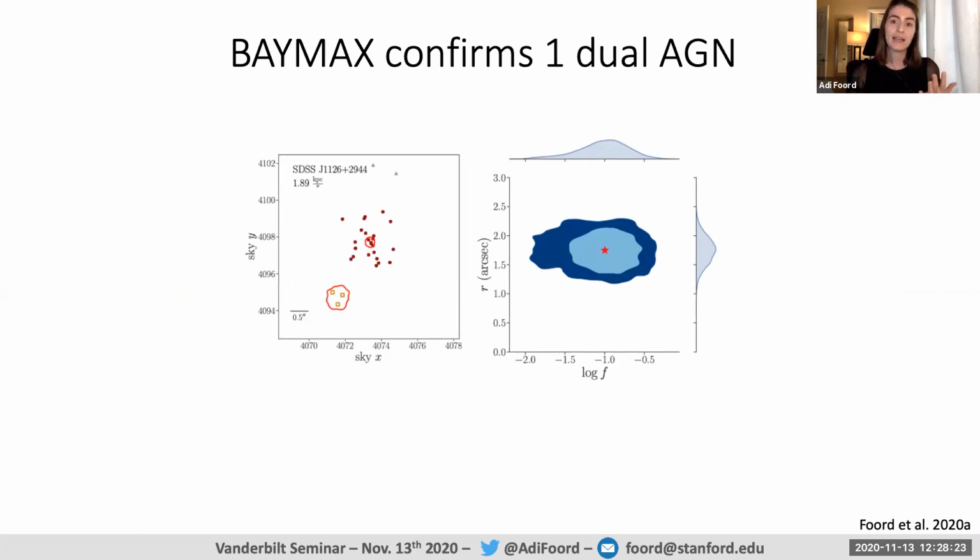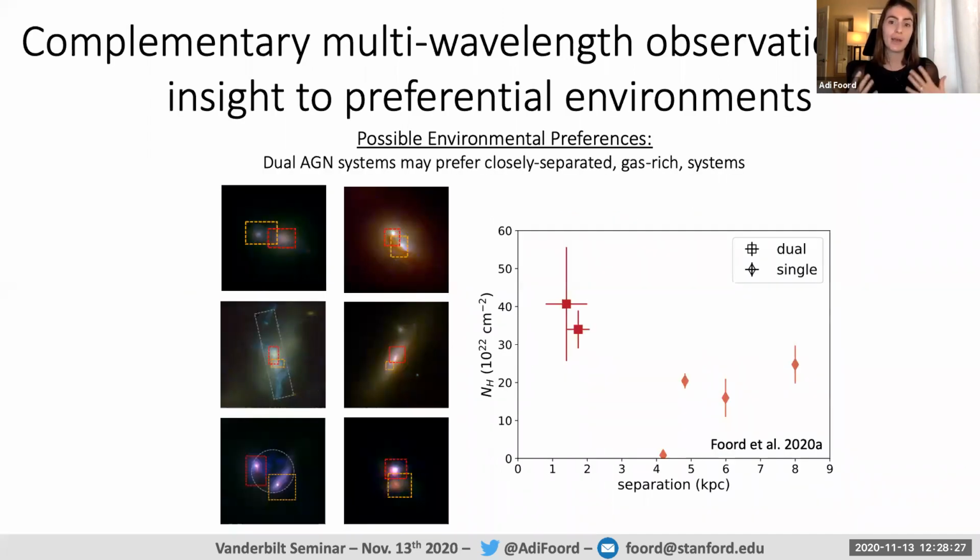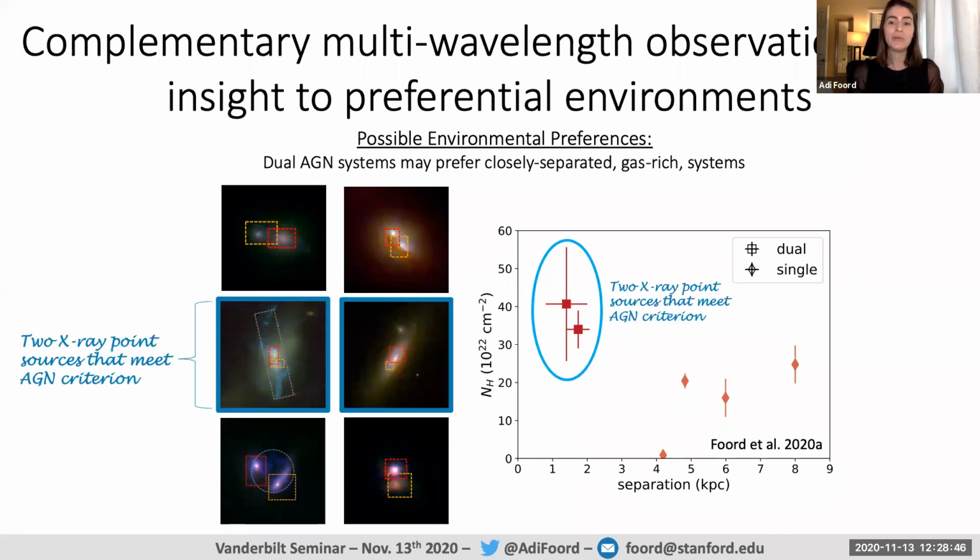So in addition to the X-ray analysis, complementary multi-wavelength observations give you insight into the preferential environments of AGN pairs. So of the original 12 systems, I looked at a subsample of 6 that were visually identified as merging in their HST data. And I'm showing you that subsample on the left-hand side. So this subsample includes the 2 mergers that had a primary and secondary X-ray point source that met that AGN luminosity criterion. And so one of the things I looked at was how the extragalactic hydrogen column density varied as a function of the physical separation between the 2 galactic nuclei.